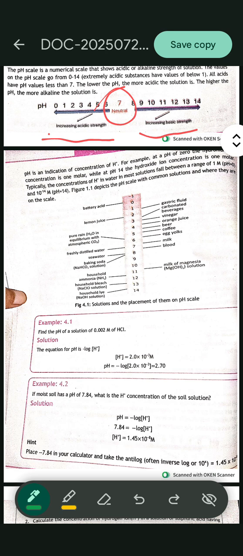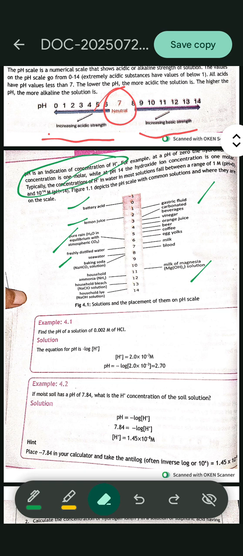Now we will see that pH is an indication of the concentration of H-positive ions. So it is basically the definition of pH. For example, at pH 0 the hydrogen concentration is 1 molar, while at pH 14 the hydroxide concentration is 1 molar. Typically the concentration of H positive in most solutions falls between a range of 1 molar and 10 to the power minus 14 molar. Here we have the scale in which the pH of different solutions is given, for example battery acid, lemon juice, pure rain, freshly distilled water, sea water, gastric fluids, and milk of magnesia. So different solutions have different pH values.